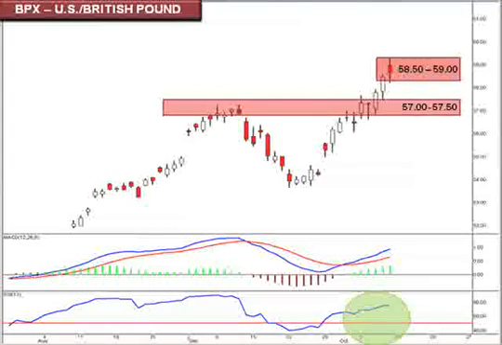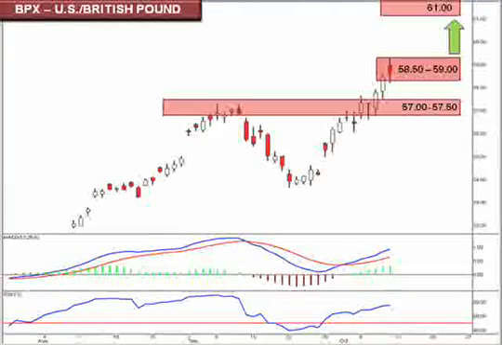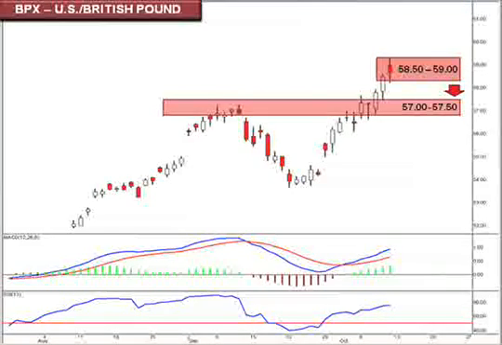Our RSI also suggests that we still have some momentum in that direction. Our next logical target to the upside would be up in that 61 focal zone. What we have to be cautious of is this indecision here at the 58.5 to 59. A rejection in this area is likely to see us play all the way back down into the 57 to 57.5 area.